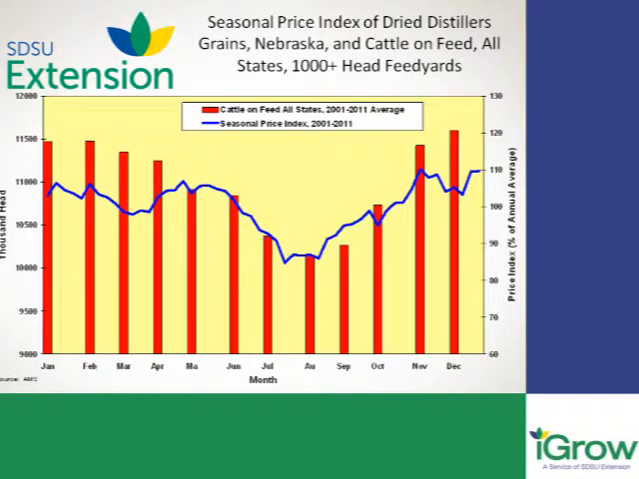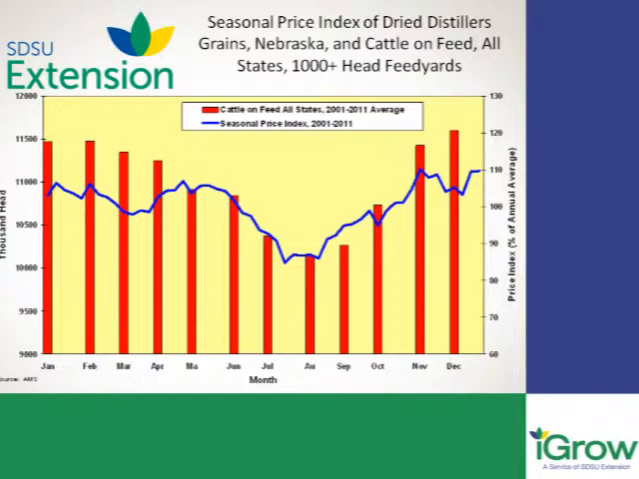This next graph shows the seasonal trend, or the seasonal average price, for dry distillers grain. That's the blue line here. What I've overlaid on the graph along with the seasonal price trend for dry distillers grain are cattle on feed numbers in the United States. And one of the things you note here is that there's a reasonably good correlation between the two.